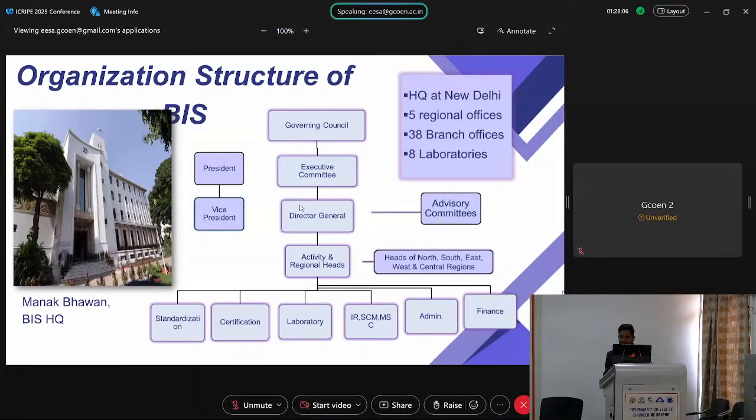Then there are different consumer related activities, administration and finance. This is just an overview of all the other activities of BIS.